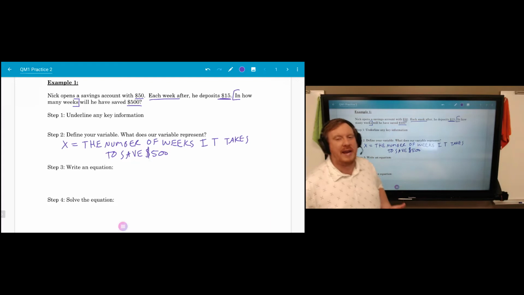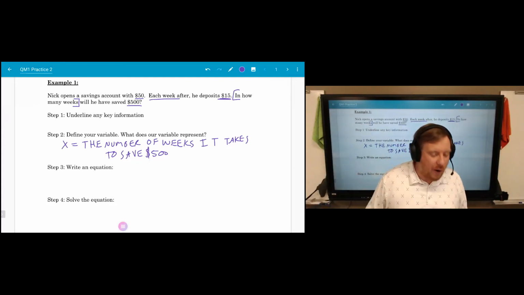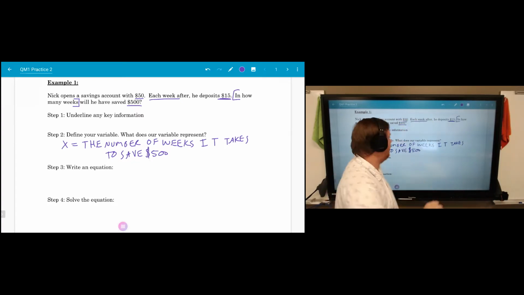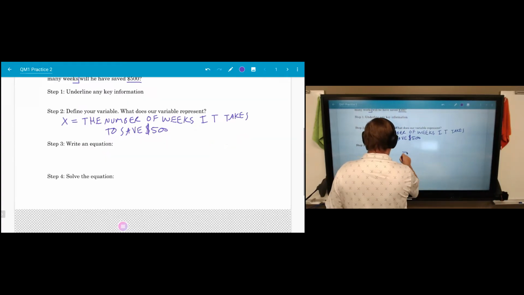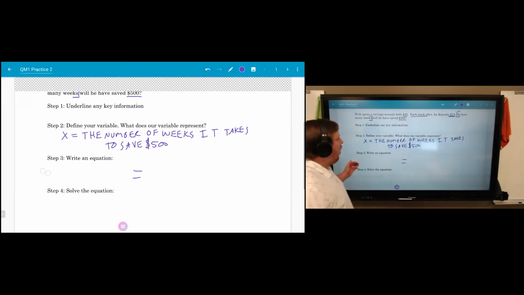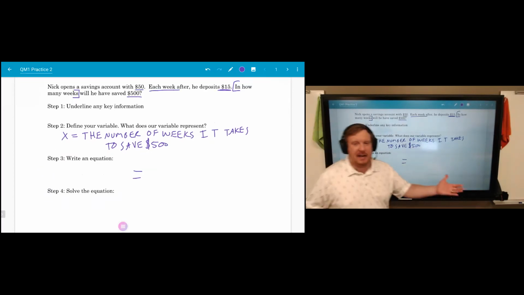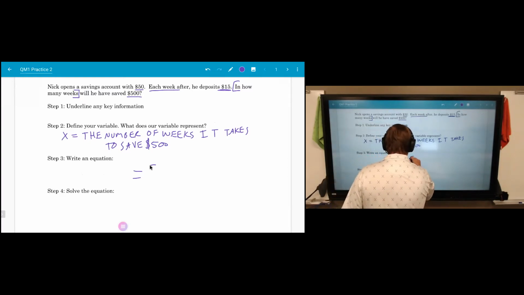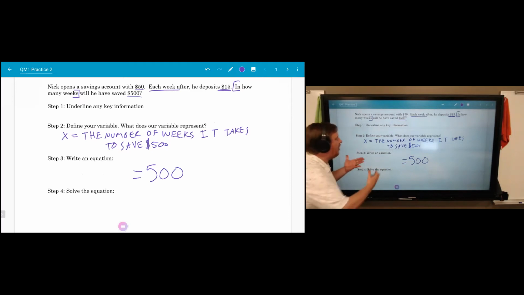We've got to write an equation. And equations require an equal sign. That's why it's an equation. One of these sides is what we're trying to get to. In this case, we're trying to get to $500. On the other side is how we are getting there.